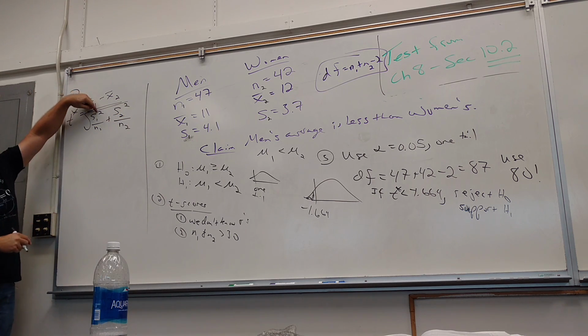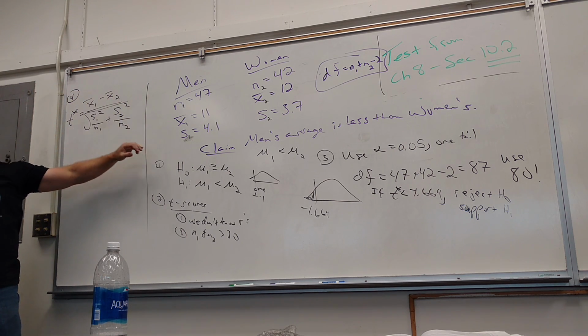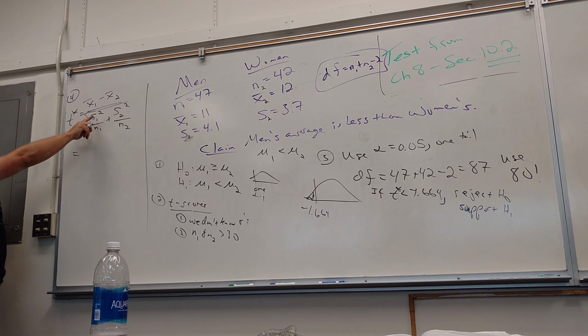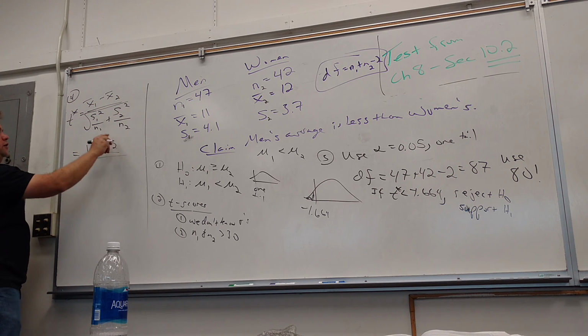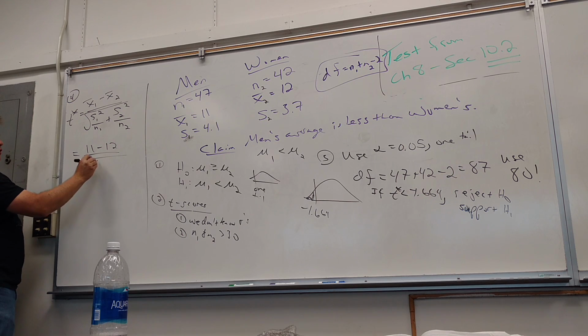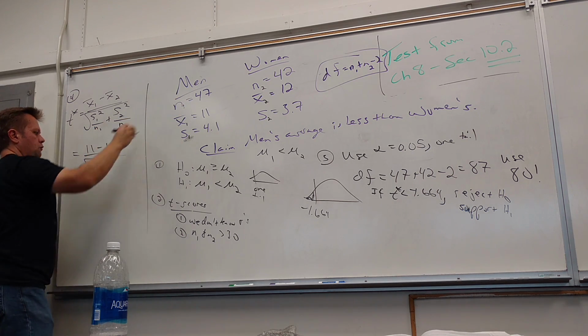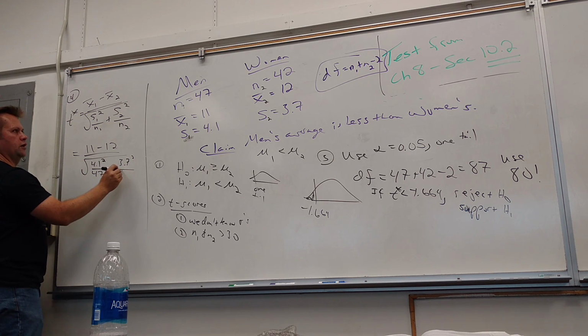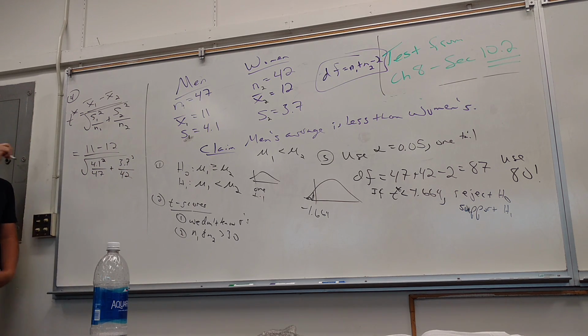The biggest mistake people make is they forget the poor little square dudes, right? So what's x bar 1? 11 minus 12 over 4.1 squared over n1, plus 3.7 squared over n2. If you put this all in your calculator at once, you better tell it what the top is, because your calculator ain't got eyeballs like you do. The day that happens will be a weird day.